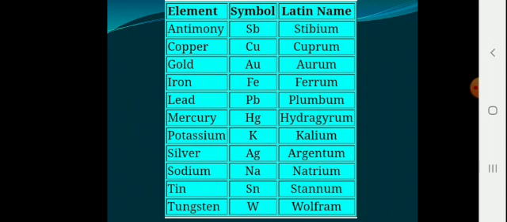Lead, plumbum. Symbol is Pb. Mercury, hydrargyrum, symbol is Hg. Potassium, the Latin name is kalium and the symbol is K. Silver, argentum, Ag. Sodium, natrium, symbol is Na. Tin, its Latin name is stannum and the symbol is Sn. Tungsten, it has Latin name wolfram and the symbol is W.